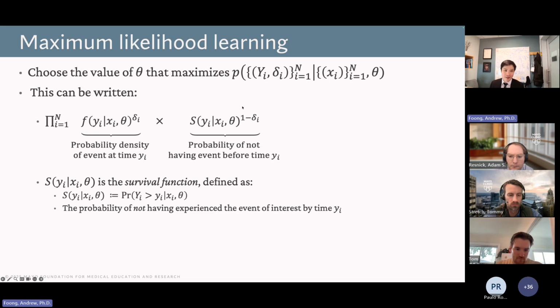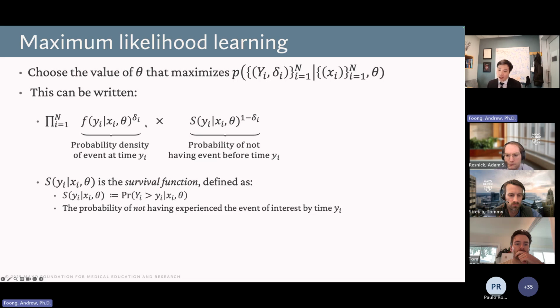For survival analysis, it turns out that you can write this likelihood in a specific way. I'm going to walk through this. So the likelihood function can be written as a product over all patients. That makes sense, every patient is independent, of two terms. One term is the probability density of having the event at time yi. So yi, remember, is the observed event time. xi is the patient's covariates, and theta is the model parameters. And this is raised to the power of delta i.